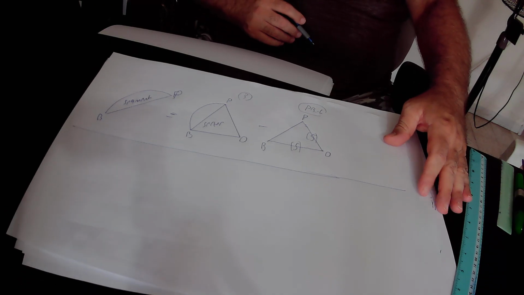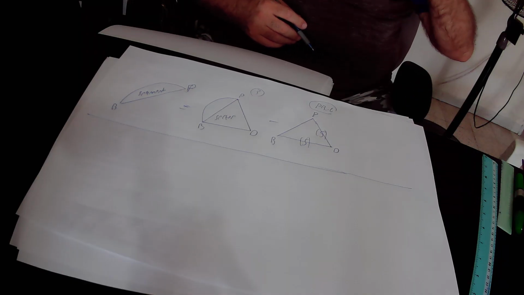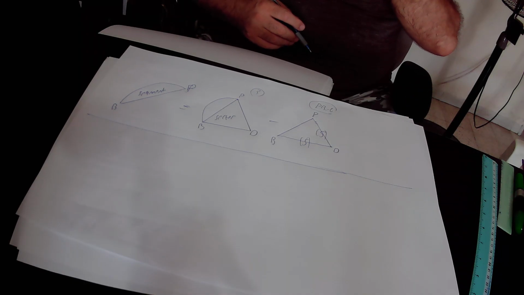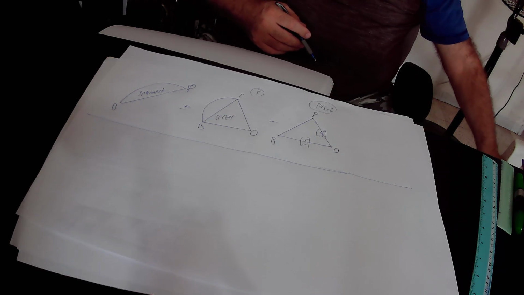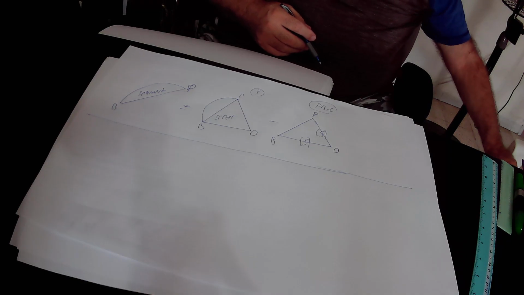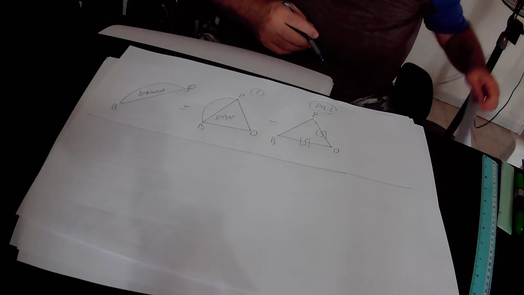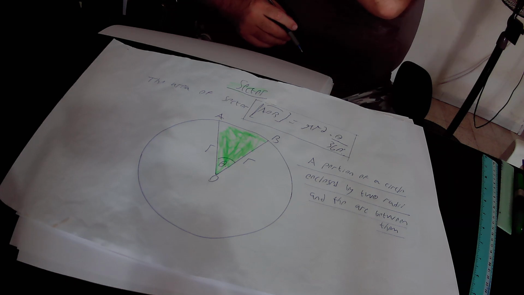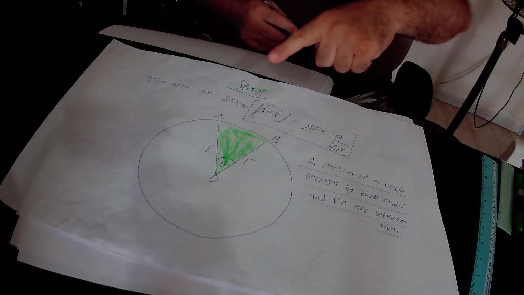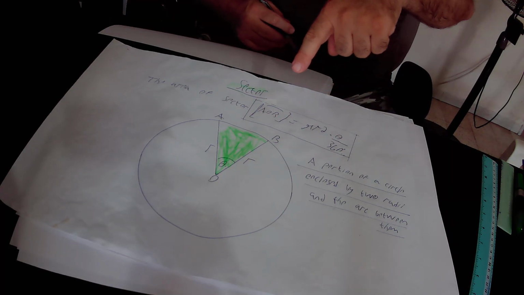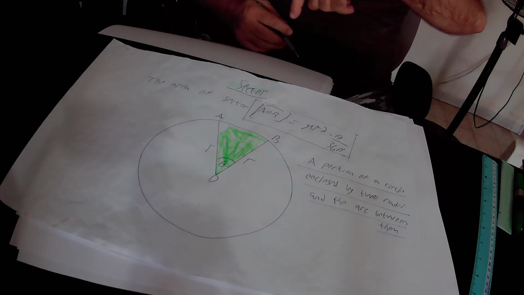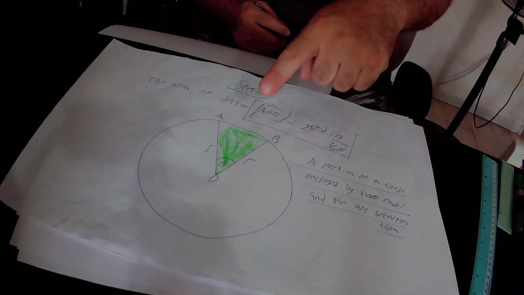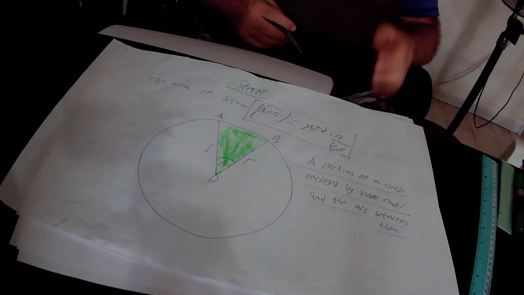So what is a sector? A sector is a portion of a circle enclosed by two radii and the arc between them. The green shape AOB is a sector. So it is a portion of a circle, with two radii and the arc AB between the two radii. This is angle theta, the angle between the two radii, or the angle between the legs of the sector. And what is the area of this sector AOB?